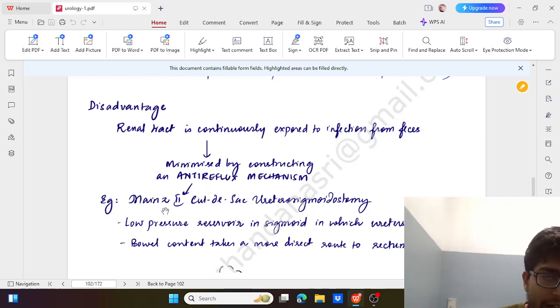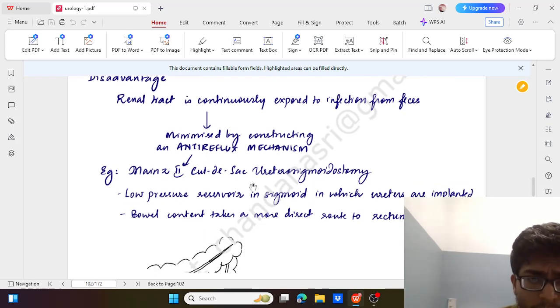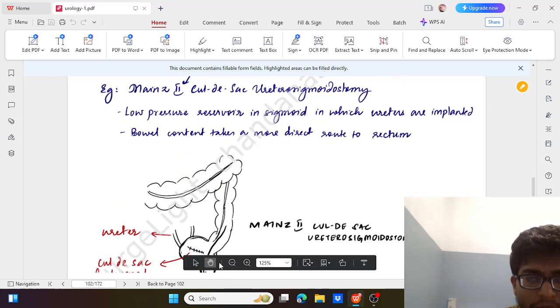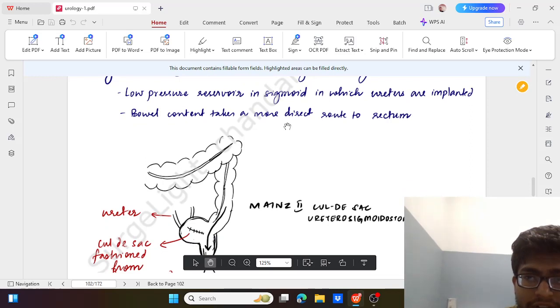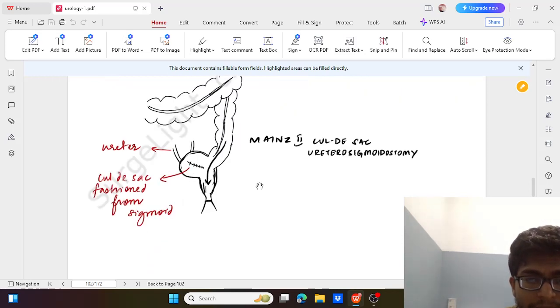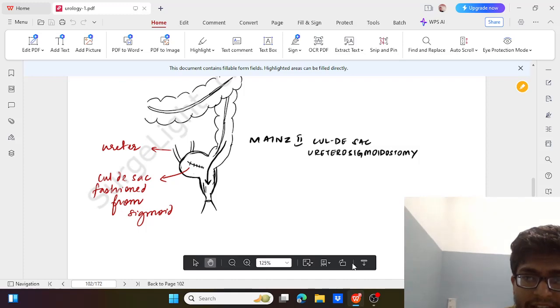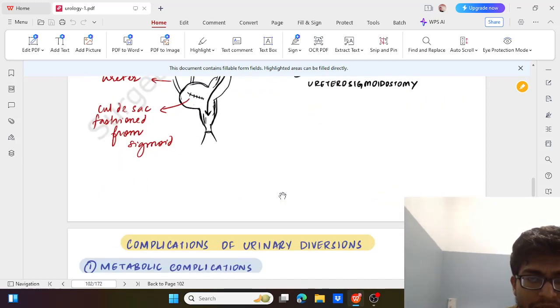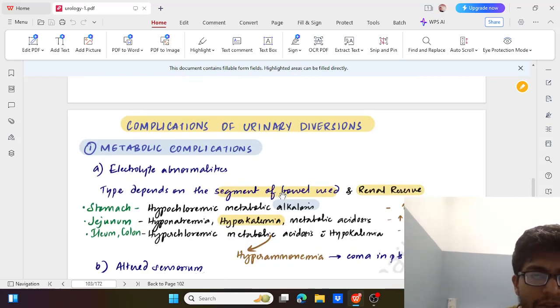And how is that made? That is the Mainz pouch II, the cul-de-sac ureterosigmoidostomy. So what is done here? We create a low pressure reservoir in the sigmoid, as seen in the diagram, on which the ureter is implanted, and the urine is passed from here, and the bowel contents are passed directly from the descending colon to the rectum. So this is Mainz cul-de-sac ureterosigmoidostomy. So this was about the types and details of urinary diversion.